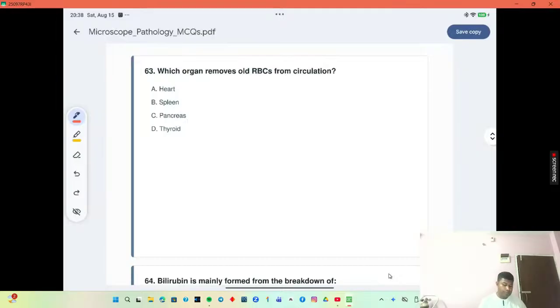Which organ removes red blood cells from circulation? The answer to this question will be spleen. Spleen is an organ which helps us to remove old red blood cells from circulation.